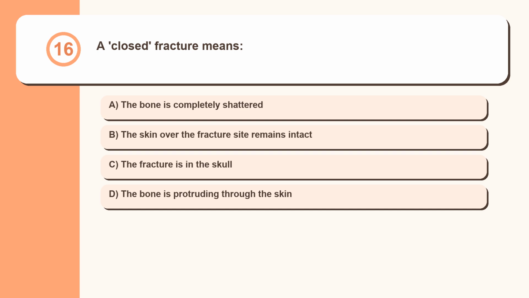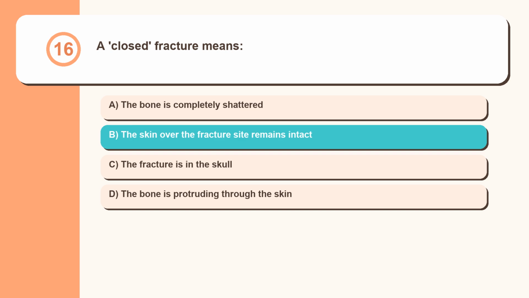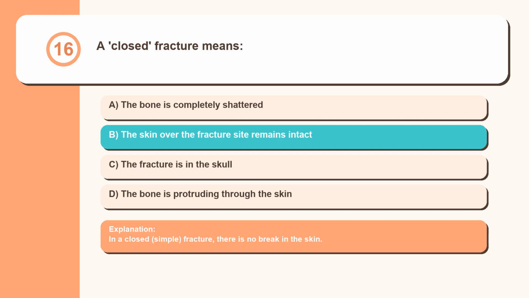Question 16. A closed fracture means the bone is completely shattered. The skin over the fracture site remains intact. The fracture is in the skull. The bone is protruding through the skin. In a closed, simple fracture, there is no break in the skin.